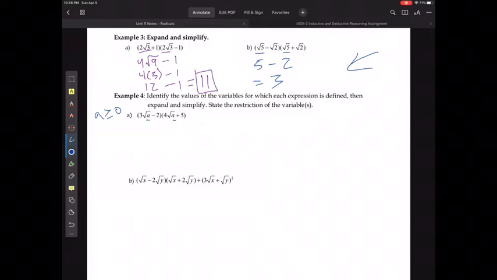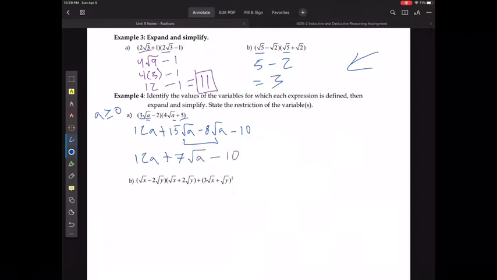So I can say that I have 3 times 4 is going to be 12, and a. When I multiply the 3 root a and the 5, I'm going to multiply the coefficients, and I'm going to say that it's going to be positive 15 root a. Negative 2 times 4 root a is negative 8 root a. And negative 2 times 5 is going to be minus 10. Then I can only combine the middle terms. I have 12a plus 7 root a minus 10.